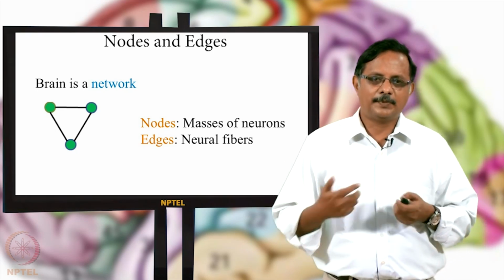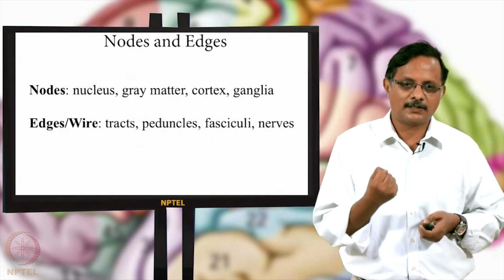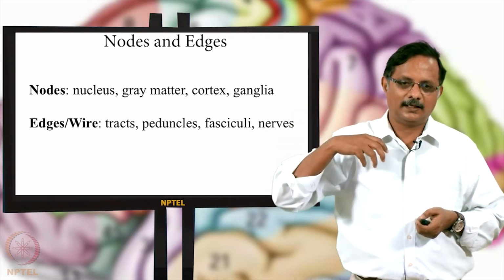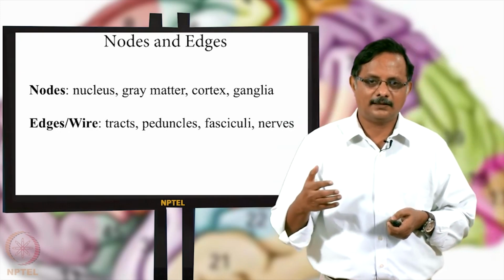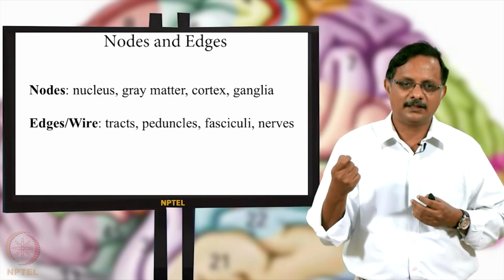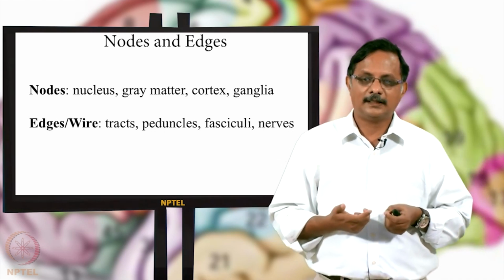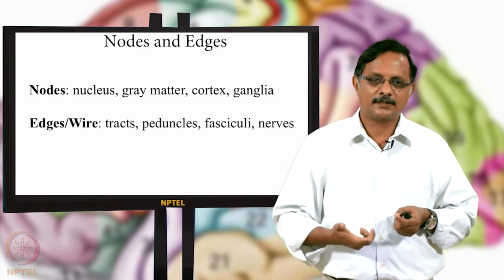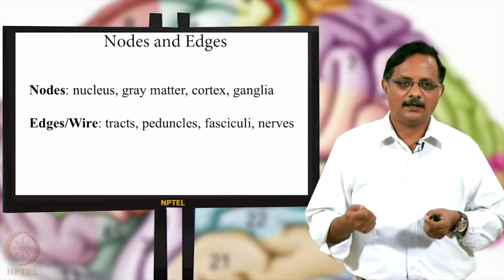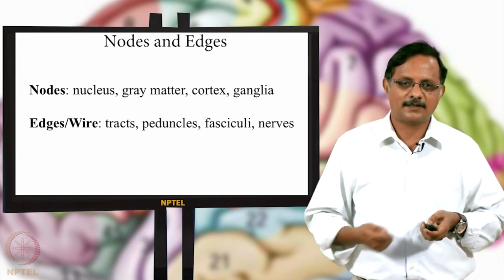Now, as is typical in biology, these same things go by many names. For example, nodes, which are masses of neurons, are called nuclei if they are deep inside the brain. We also call them gray matter, and then there is the cortex, which is the surface of the brain, a 2 to 5 millimeter thick sheet of neurons. That again has a lot of neuron cell bodies. Then there are ganglia, which are in the autonomic system. They are little masses of neurons. The edges, or wires, also go by many names: tracts, peduncles, fasciculi, nerves, and so on and so forth.